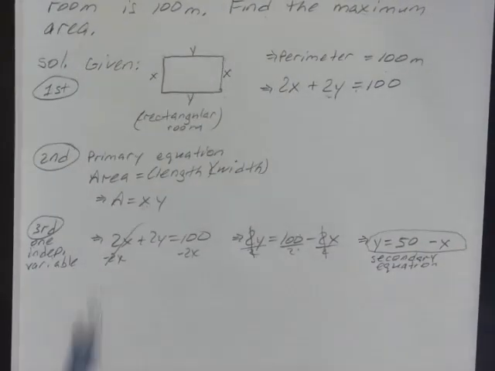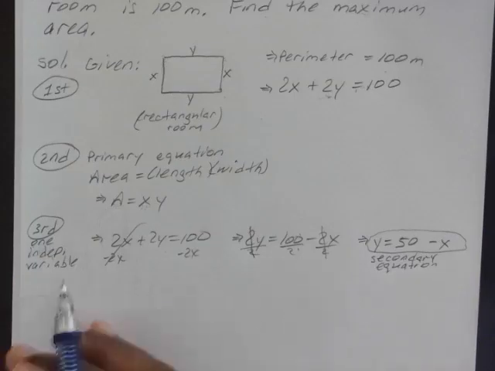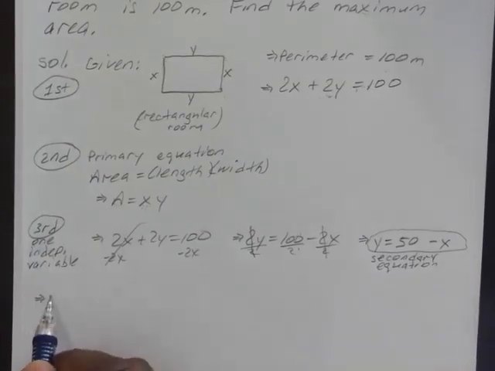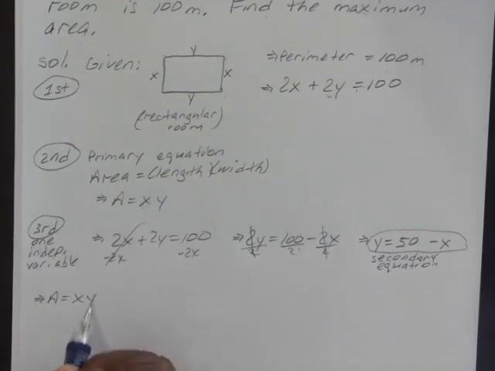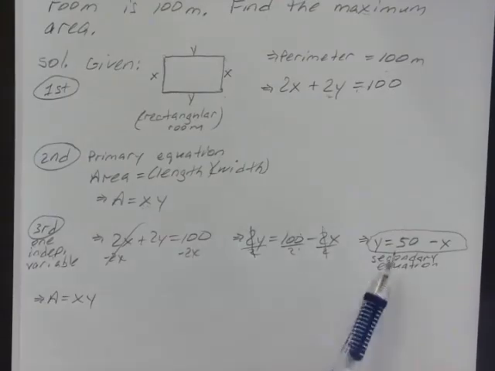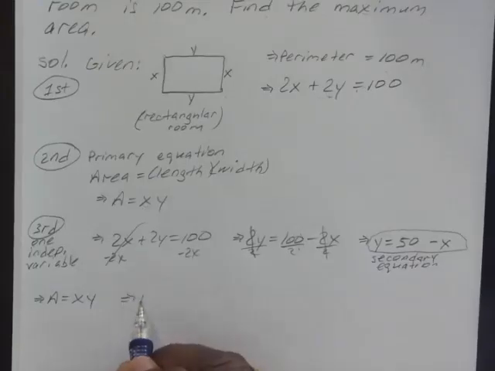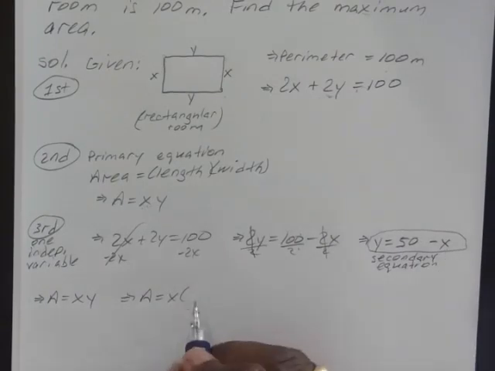So now we take our primary equation, which is A is equal to x times y. So now we can replace that y. So we have A is equal to x times (50 minus x).